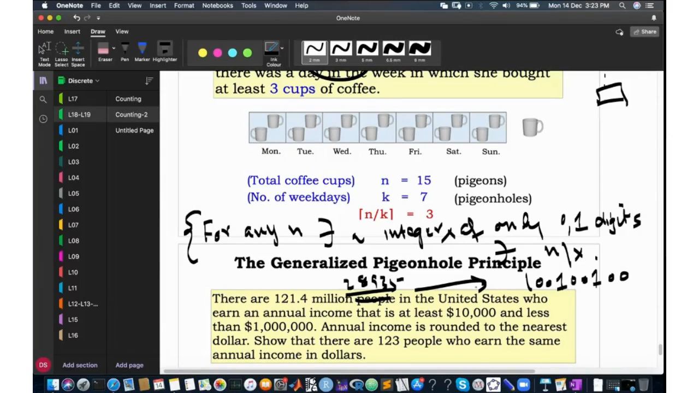Pigeonhole principle is very important part of the counting chapter. Okay, तो इसको देख लीजिएगा. Any questions, people? So that's it. That's it for today.